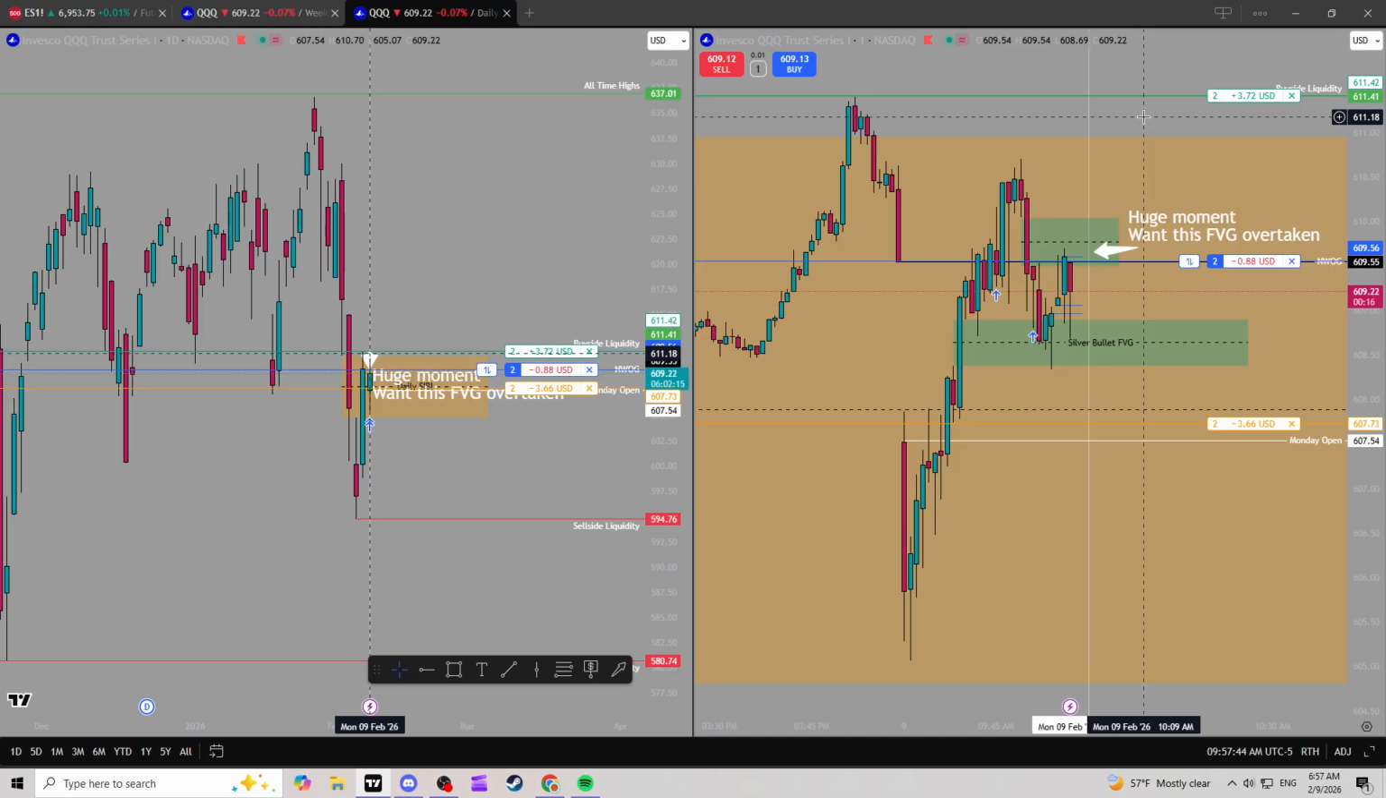See where this candle closes though. Wicks do the damage, bodies tell the story. Always remember that. Wicks do the damage. Look at that wick. But the body is staying above that volume imbalance right here. So it closed underneath it. I don't like that one bit.